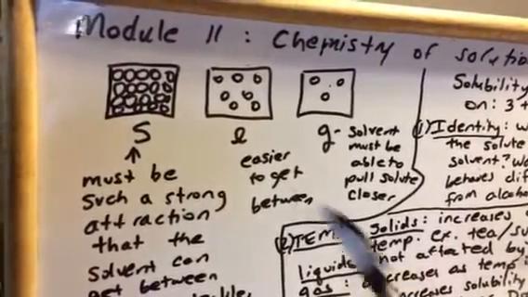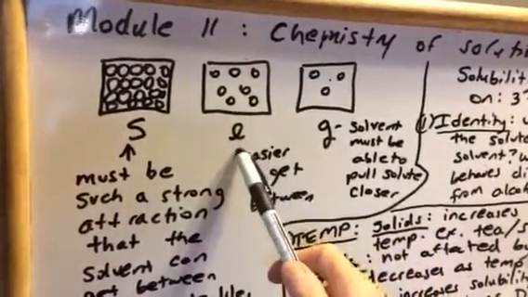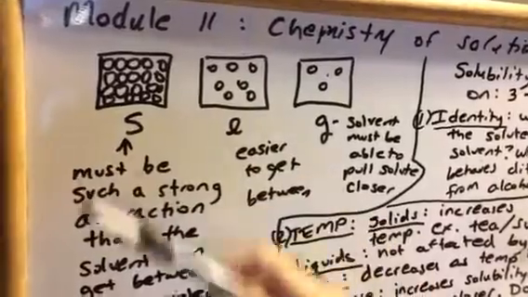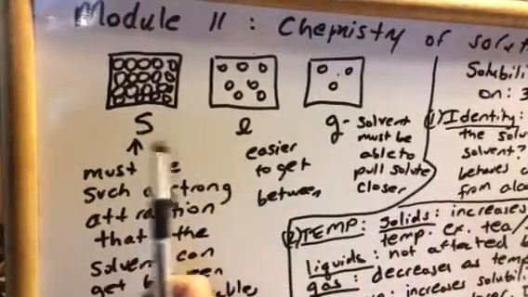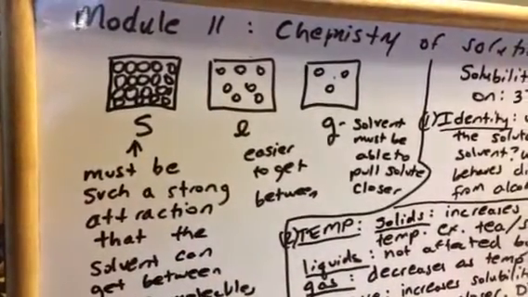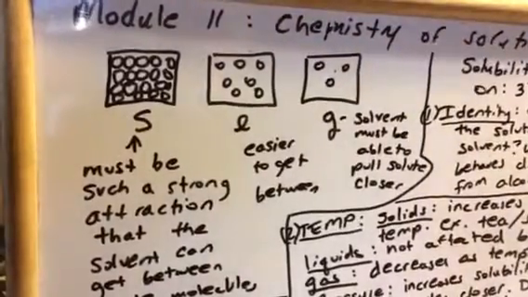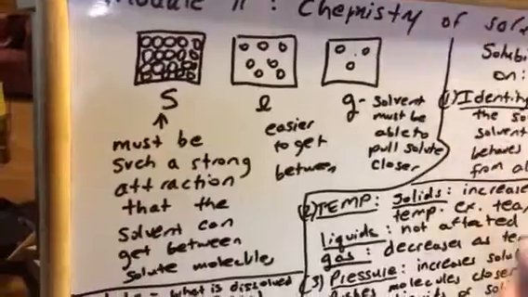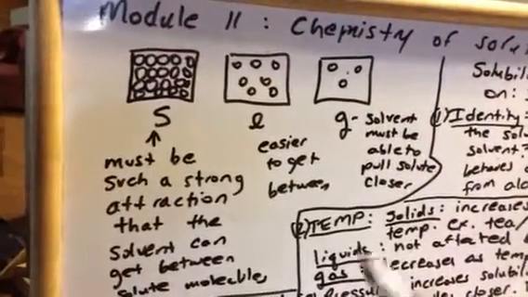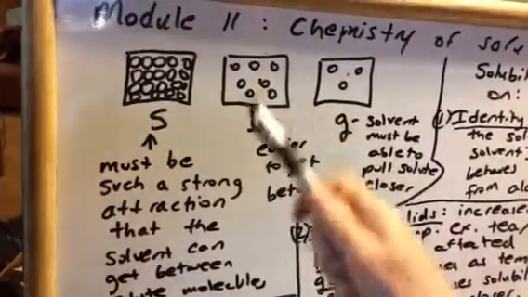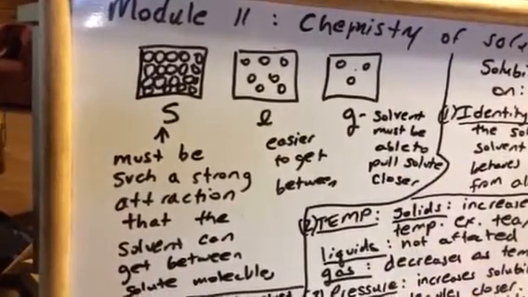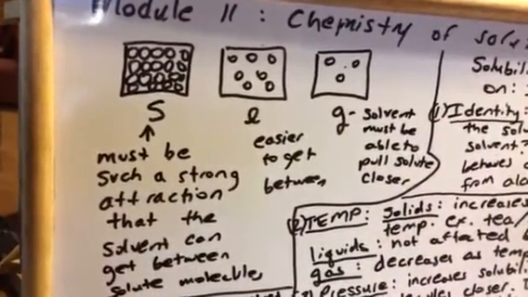We said that you can have matter as a solid and as a liquid and as a gas. And remember, when you have it as a solid, the molecules are very tightly packed. So in order for anything to get in there, there has to be such a strong attraction that the solvent can get between those solute molecules. With the liquid, the molecules are spread farther apart, so it's easier to get between. And with the gas, the solvent has to be able to pull the solute closer.